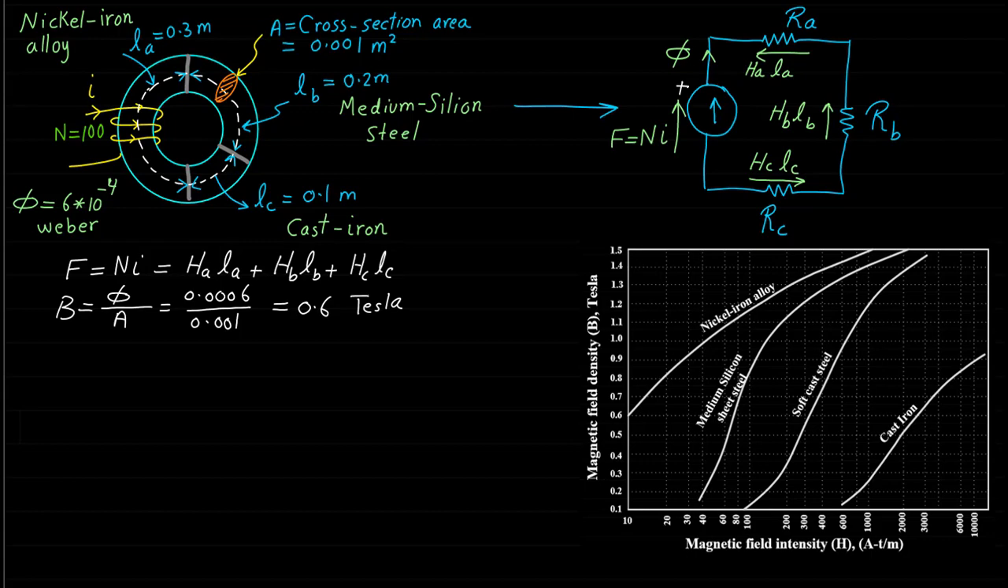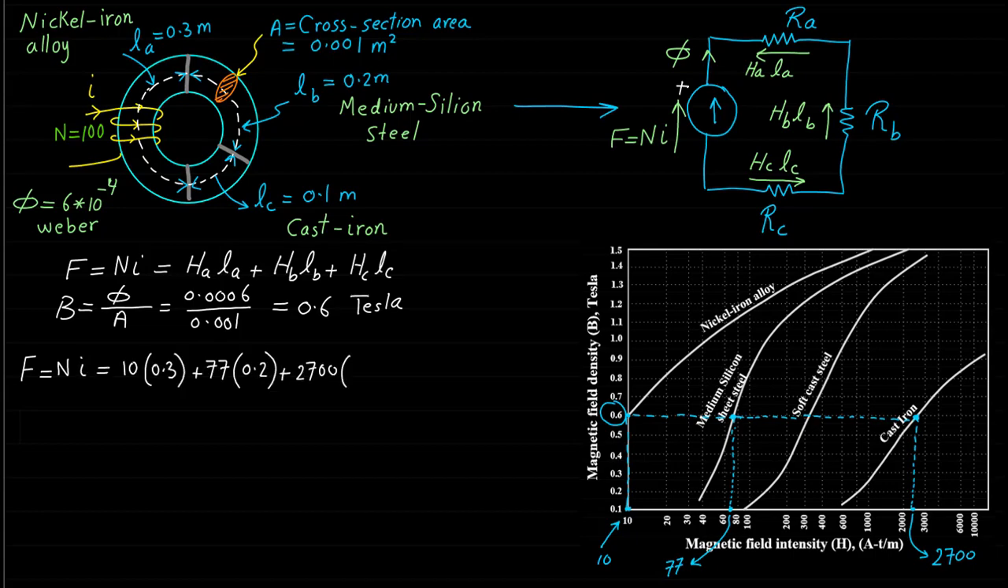We can find the magnetic field intensity H for each of the core materials for the calculated magnetic field density B. By applying Kirchhoff's voltage law, we can calculate the total ampere turns Ni as follows. The current required in the coil can be calculated as shown.